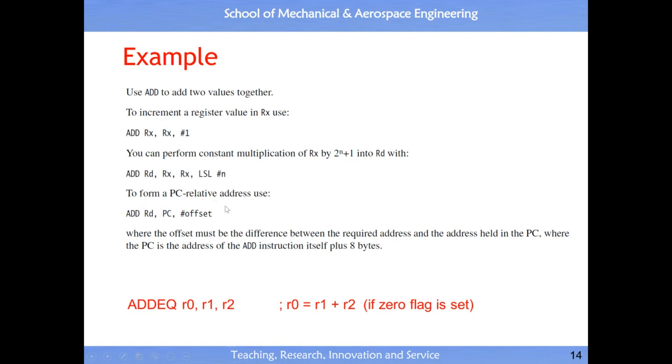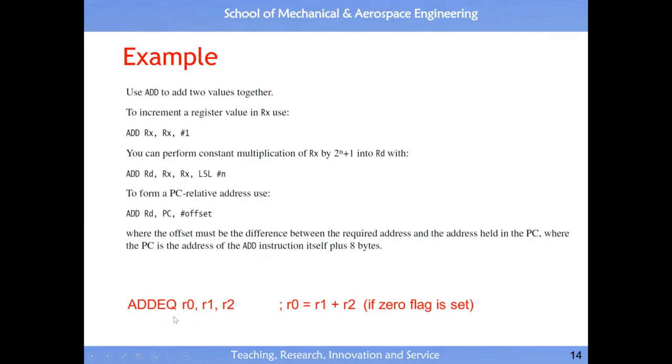You can also undertake addition with address. This is the PC, the program counter of the CPU. Inside here, you have the address of the actual instruction. Then this address will be added to this offset, and the result will be stored inside Rd.